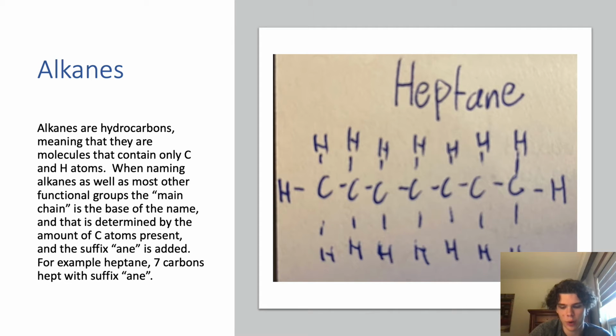So starting basic, we're going to make sure that you can effectively name and draw alkanes. Alkanes are hydrocarbons. That means that they are molecules that contain only C and H atoms. When naming alkanes, as well as most other functional groups, the main chain is the base of the name and determined by the amount of C atoms present. For the suffix, an ane is added. For example, heptane, 7 carbons, 1, 2, 3, 4, 5, 6, 7 carbons, and then the suffix ane is added because it's an alkane.